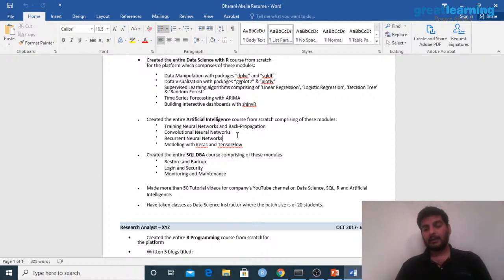Divya is saying ridge and lasso regression. Absolutely. These are also concepts which you would have to know if you are focusing on any of the ML-based roles.